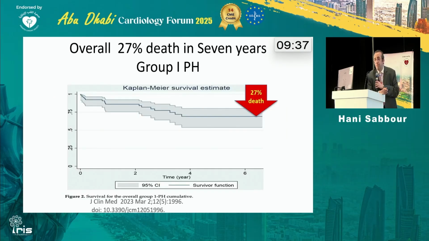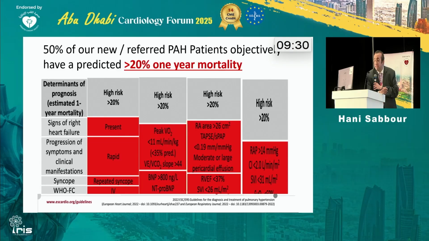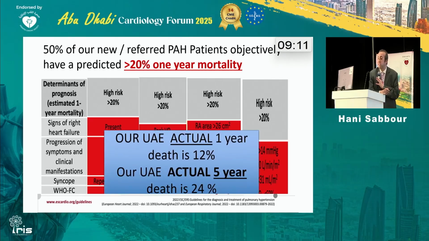Now, I showed you the problem: 27% death in 7 years, 34% death in rheumatology patients. This is our biggest challenge. 50% of our patients referred initially have a predicted 20% mortality. They have one of these features that make them very high risk: either very poor hemodynamics, or a very dilated RV, or low oxygen consumption, or rapid progression. 50% were coming to us in this state. So we need to see the patients early. The center of excellence is not magic. We have to treat the patients at a stage that they're livable.